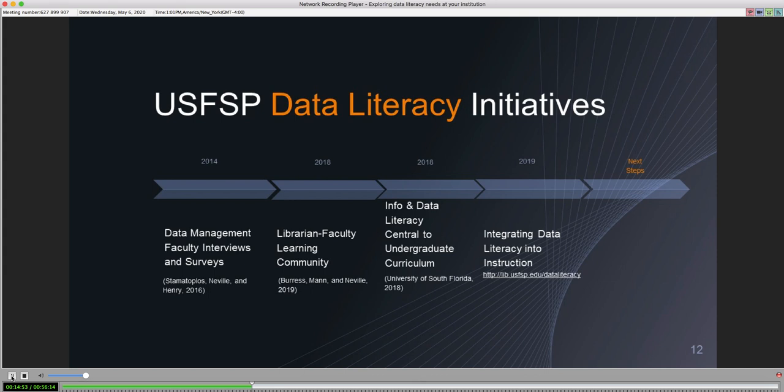What they were more interested in was general data management planning, identifying repositories when they didn't have other alternatives, but also supporting student research and teaching data-related skills to their students.